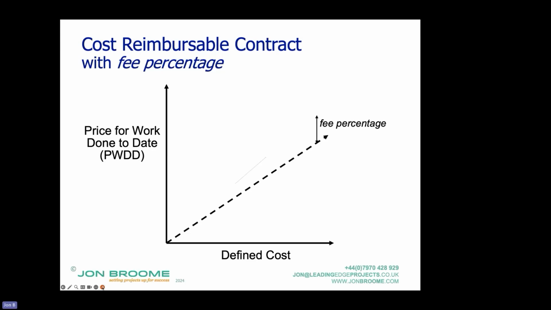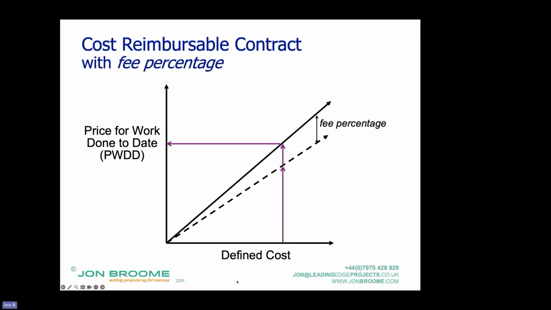On top of that, my fee percentage is applied for any other costs which aren't defined costs. So how much do I get paid? I get paid defined cost plus a percentage fee to give my price for work done to date. Okay. Now, I actually said two half-truths there.